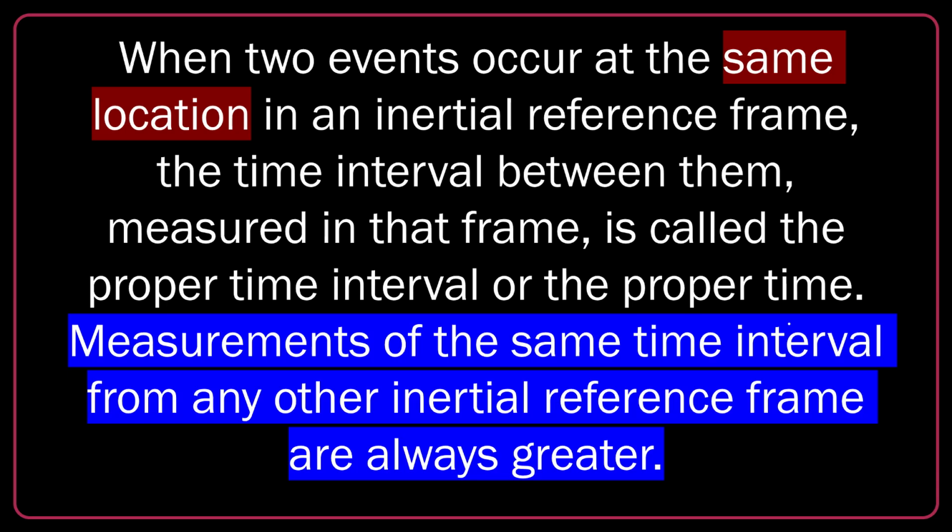Okay, let's have a definition. When two events occur at the same location in an inertial reference frame, the time interval between them measured in that frame is called the proper time interval, or let's say the proper time. Measurements of the same interval from any other inertial frame are always greater, dilated time.